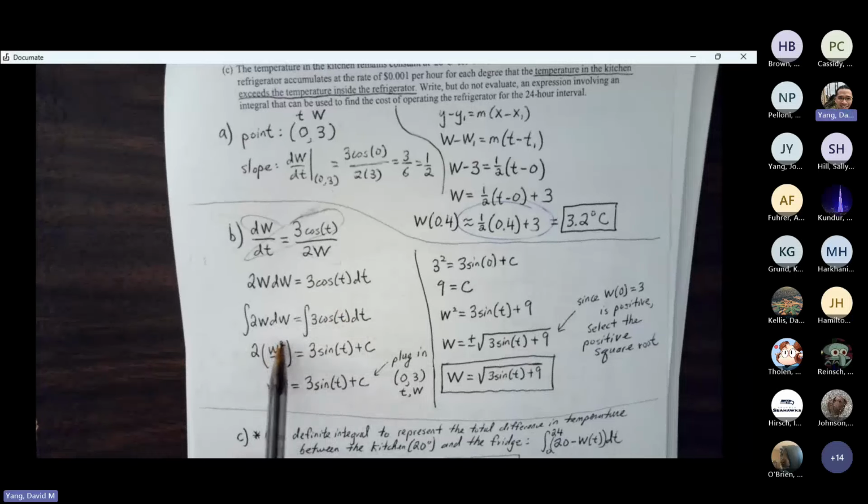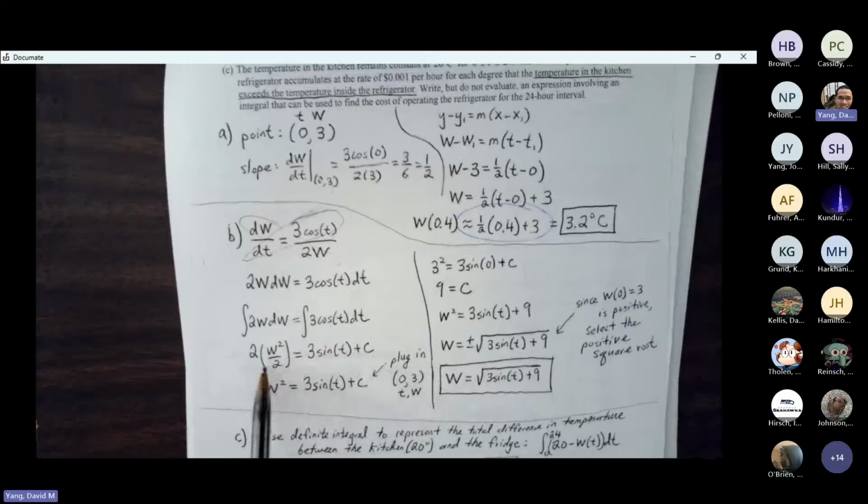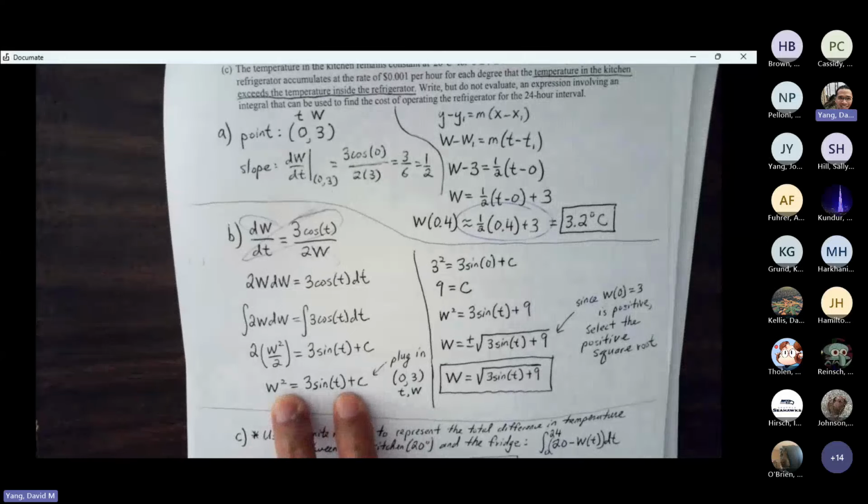Okay, so w becomes w squared over 2. The 2's cancel out. Cosine becomes sine. Don't forget, plus c shows up. 2's cancel out. I'm left with w squared equals 3 sine of t plus c. Now we have 2 things left to do. We've got to solve for c. We've got to solve for w.